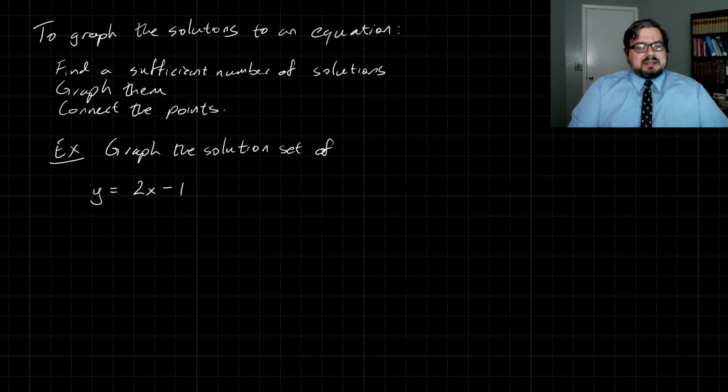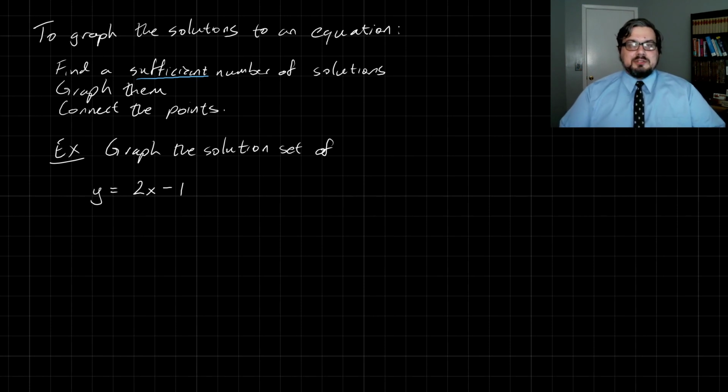You'll notice that in my first step, I use the phrase find a sufficient number of solutions. That is intentionally vague because depending on how complicated your equation is, you're going to need more points. It turns out that for this equation and for others of its kind, we only technically need 2 points, but in order to justify why we do that, we're going to take about 5 for this example.